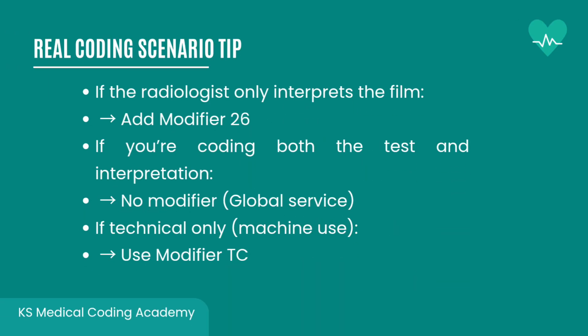Real coding scenario tip. If a radiologist only interprets the image, use modifier 26 for the professional component. If the test is performed and interpreted together, no modifier is needed. This is a global service. If the technical part only was performed, such as using the machine but no interpretation, use modifier TC.